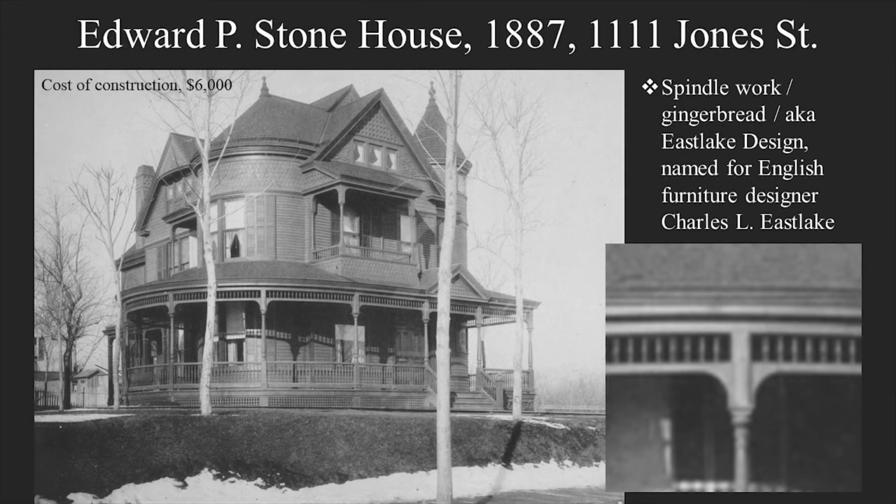The Edward P. Stone House was built in 1887. It was at 1111 Jones Street. Cost of construction was $6,000. Another characteristic of Victorian architecture is spindle work, also known as gingerbread, also known as East Lake design. And East Lake design was named for English furniture designer Charles Eastlake. And you can see this zoomed in portion with the turned spindles at the top of the front porch and the porch column there. We'll see a lot more of that too as we go along through this program.